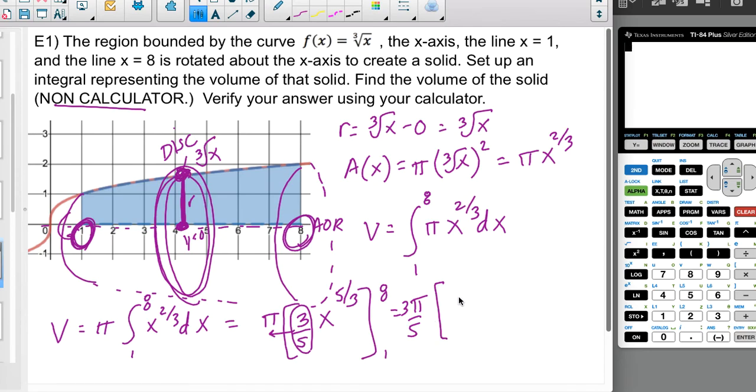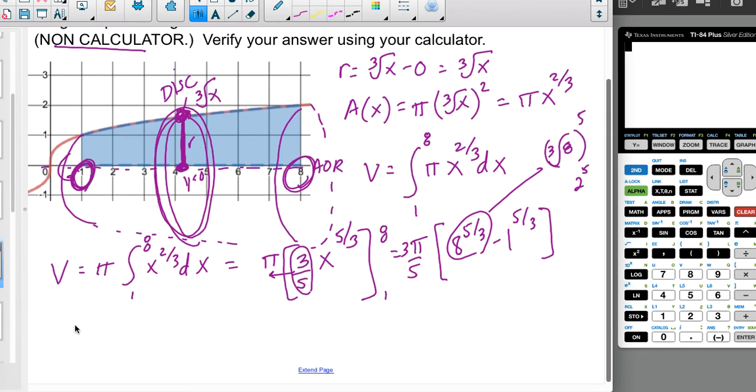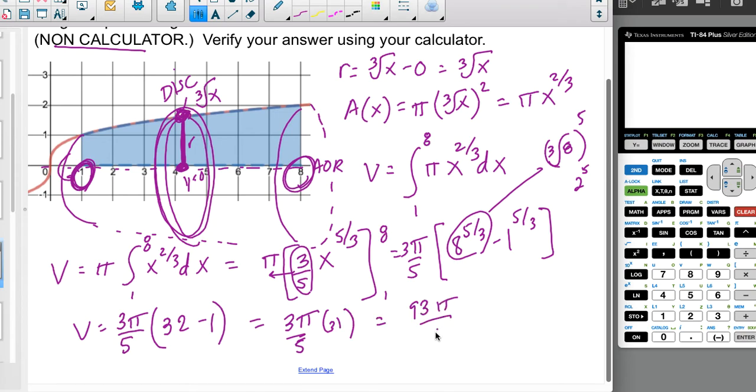And then when I plug in 8 to the 5/3 minus 1 to the 5/3, I'm going to have a refresher about how 8 to the 5/3 works, because this is a thing you are expected to be able to do without a calculator. This is the cube root of 8 to the 5th, which means it's a 2 to the 5th or a 32. So I end up getting that my answer is that the volume, I have this 3 pi over 5, right? I get a 32 minus 1. So I end up getting 3 pi over 5 times 31. I'm pretty sure that's a 93 pi over 5, right?